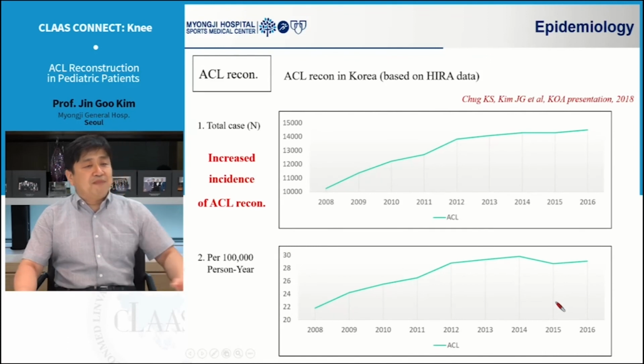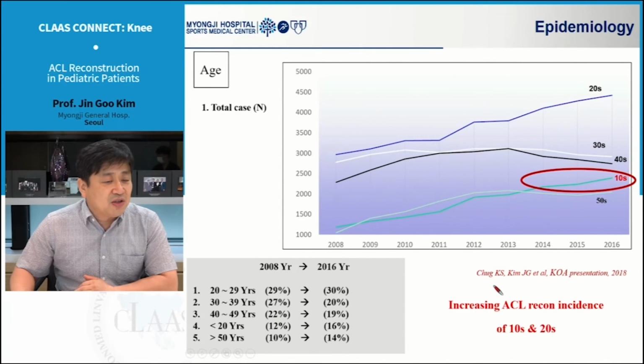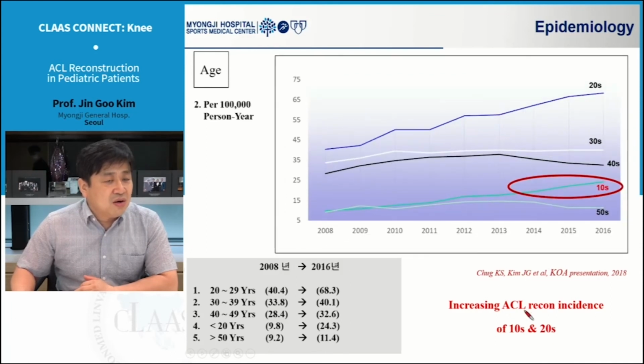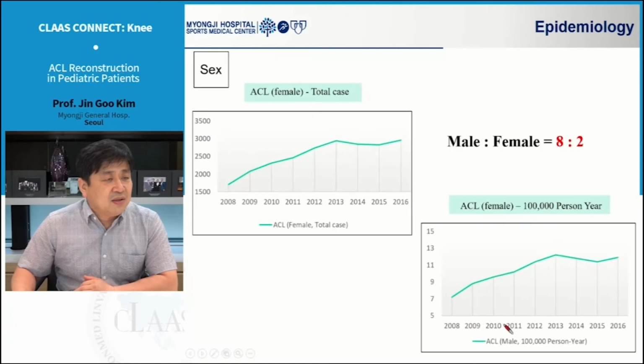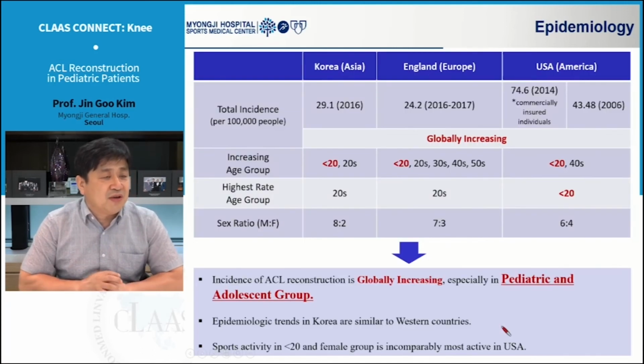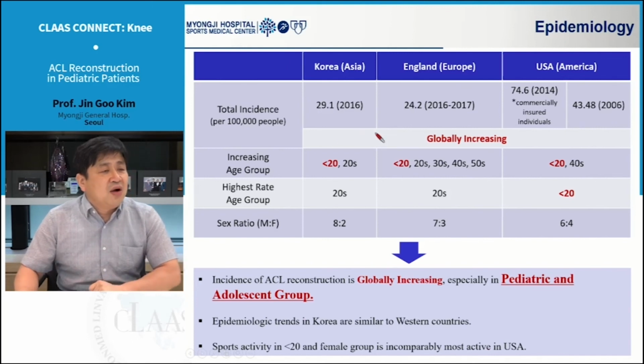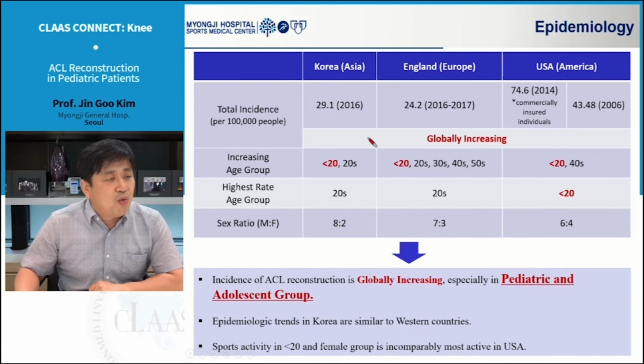So this is the epidemiology of Korea. The incidence of ACL reconstruction is increasing now, especially for the 10 to 20 years age group. So there is a gradual increase. It is absolutely male predominant for ACL in Korean society, compared to Europe, especially the United Kingdom, and America. So our total incidence is almost similar to the United Kingdom, 29.1 per 100,000 people. Compared to America, we have one third of the incidence.